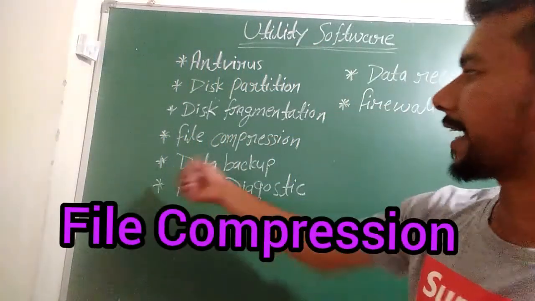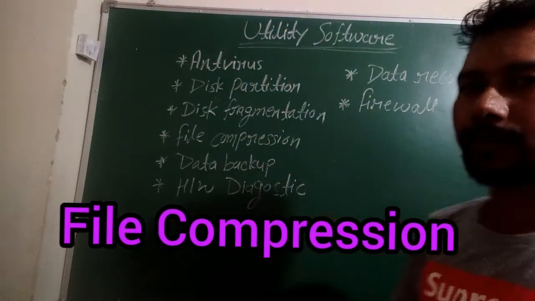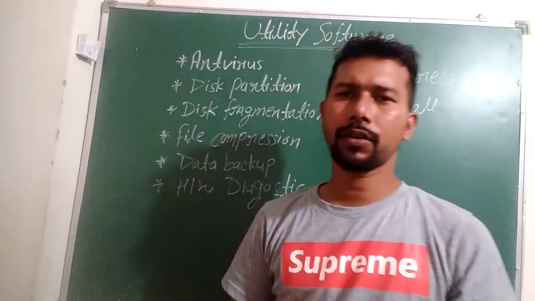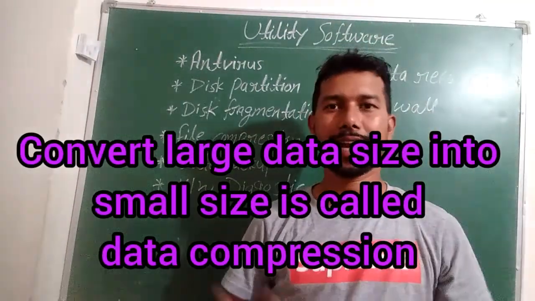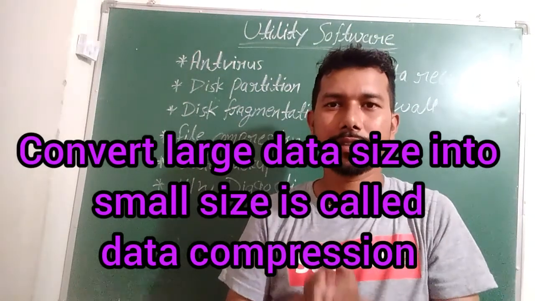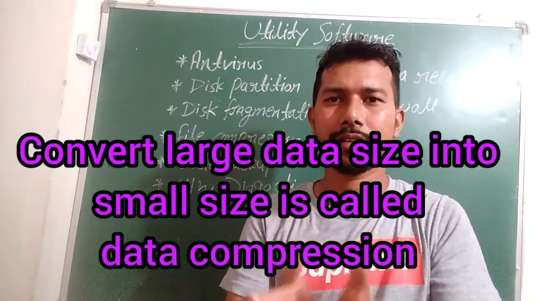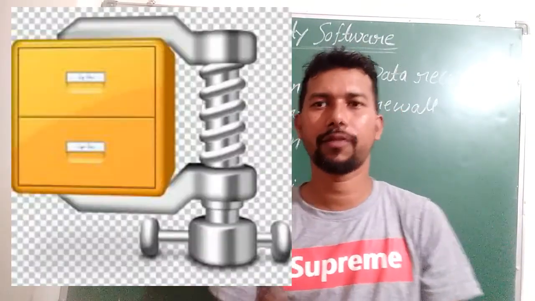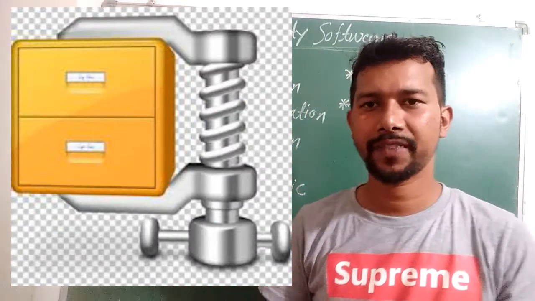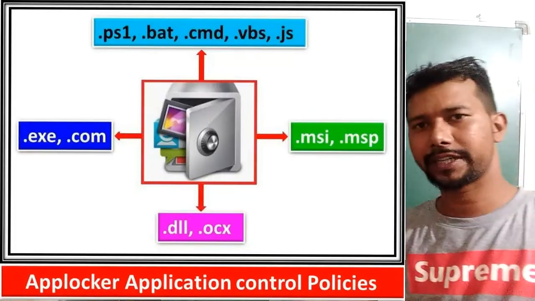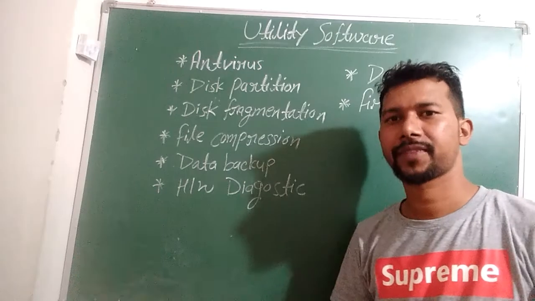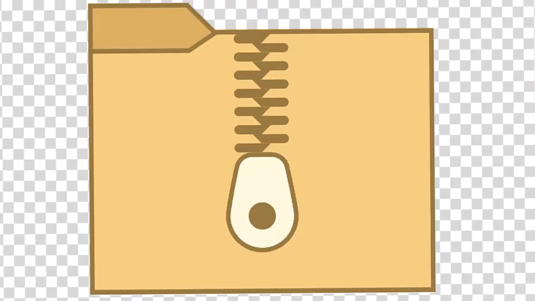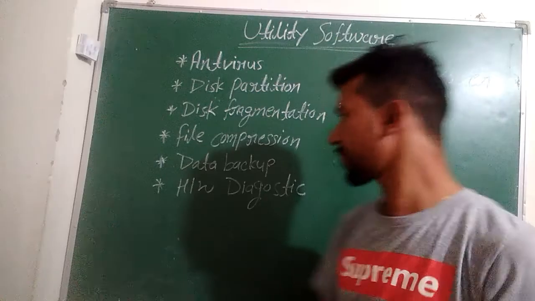Next is file compression. When you want to save large data in a small size, you use a special software that is called file compression. Now your screen shows some compression software like RAR, WinZip. This is an example of file compression.